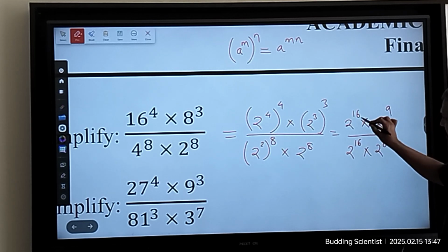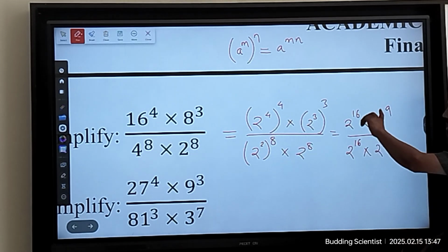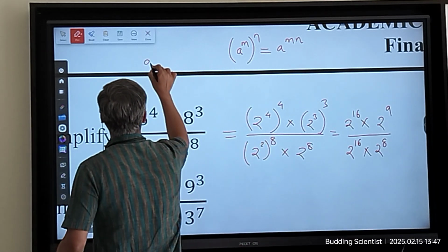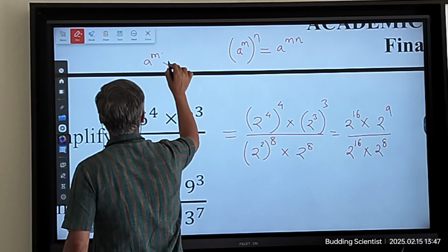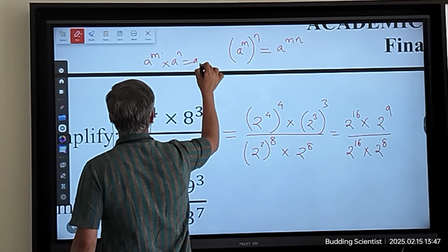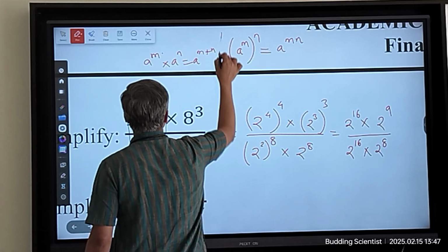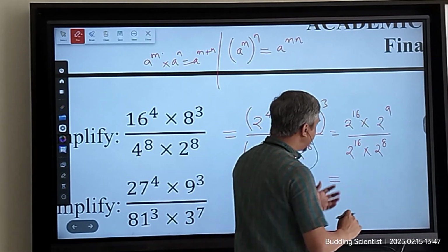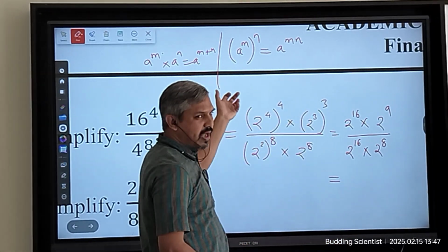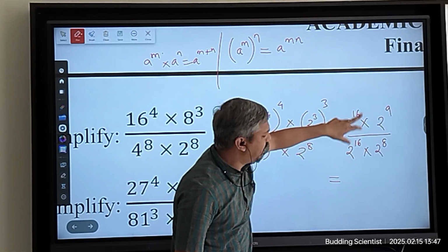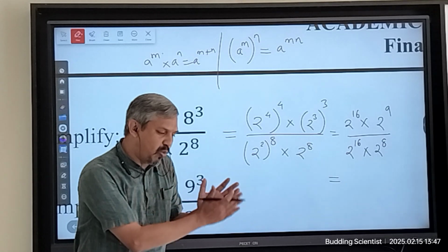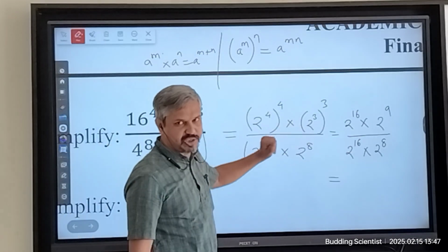Now this 2 raised to 16, this 2 raised to 16 can be cancelled out, or we can again use the formula a raised to m into a raised to n is equal to a raised to m plus n. Whichever way you go, you can cancel this out or you can use this formula. The reason why I am using this formula is, in this question something might be cancelling out, but in general questions it may not cancel out. So we just walk through the entire method of solving such problems.